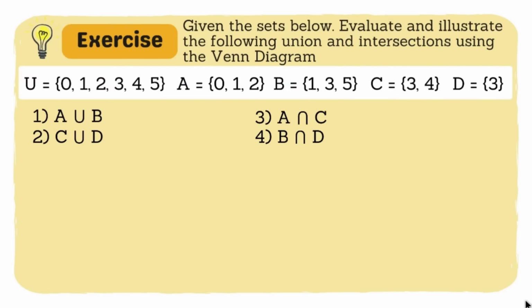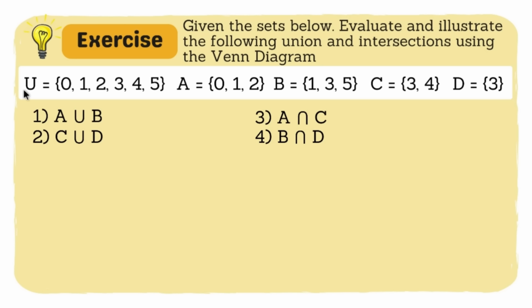Okay, to have more practice on this, you can do this in your papers. You can answer this exercise. Given the sets below, evaluate and illustrate the following union and intersections using the Venn diagram. Okay? I-Venn diagram lang po natin itong mga ito, 1, 2, 3, and 4, basing from the elements here. But let me give you some example first para po mas maintindihan natin.